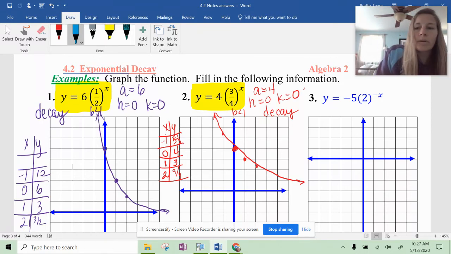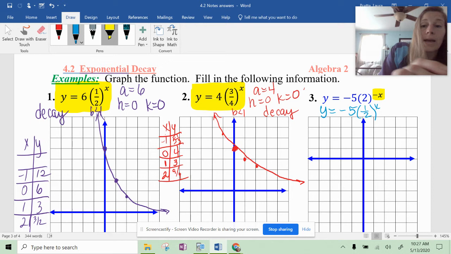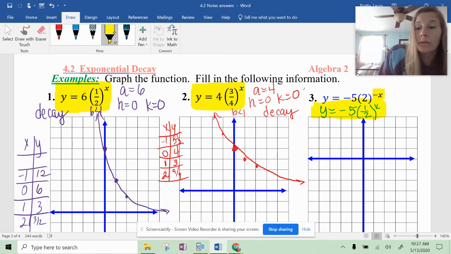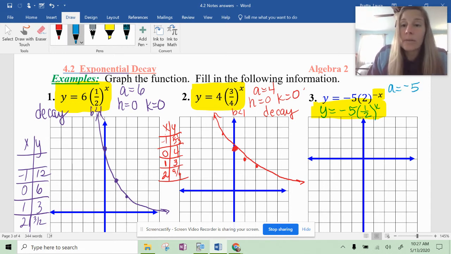Okay, now the next one, before I figure out my parent function, I've got to get rid of this negative x. That's just not going to be something that we can work with there. So first I'm going to rewrite this to y equals -5 times 1/2 raised to the x. Okay, so now I can graph that. With the negative x there, you've got to get rid of that first. So now my a value is negative this time. So it's not growth or decay. It's just one of these other types of exponential functions.